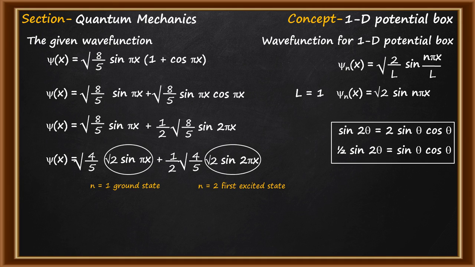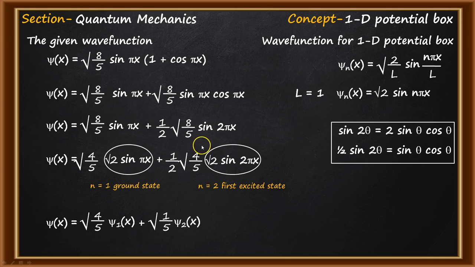So as you can see, the given wave function is a combination of two wave functions, that is, a combination of the ground state and the first excited state wave functions. So this will be psi1 and this will be psi2 according to the general wave function formula. So finally we can write psi(x) = square root of 4/5 psi1(x) + square root of 1/5 psi2(x).